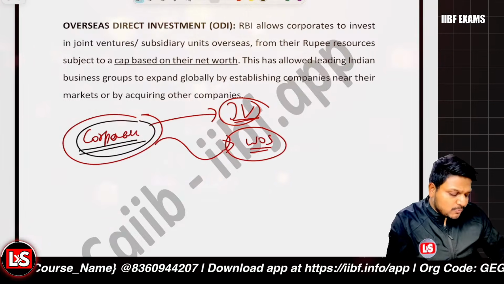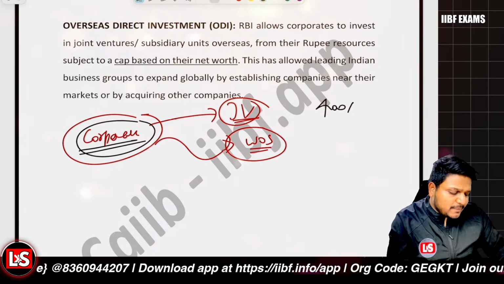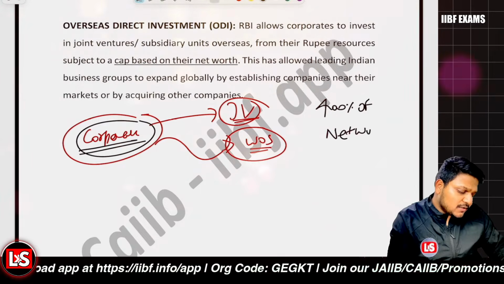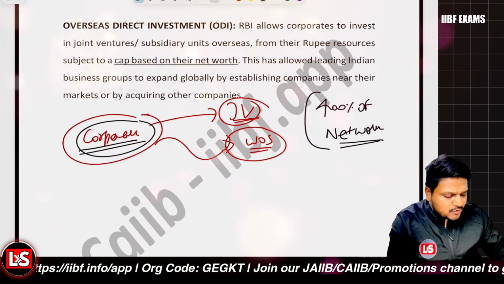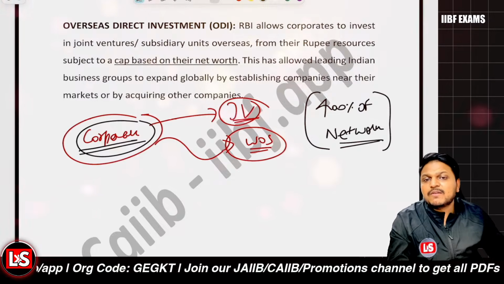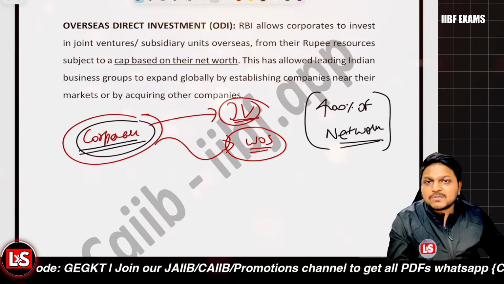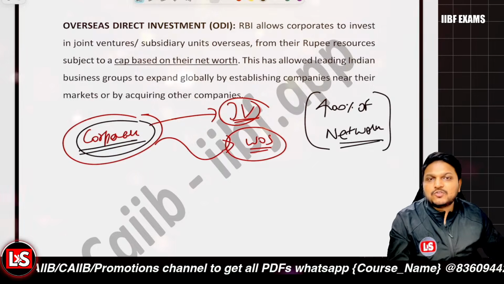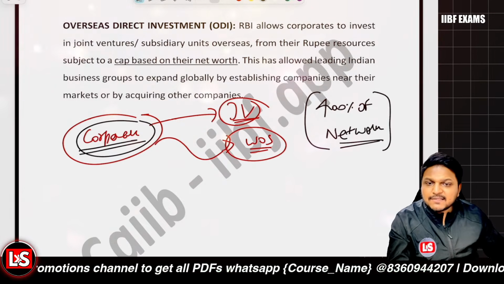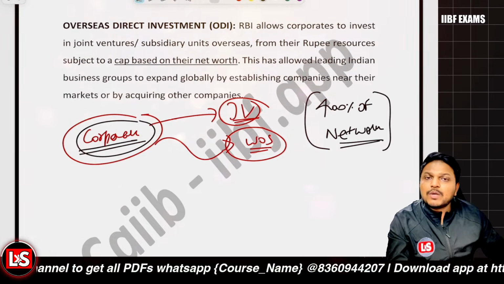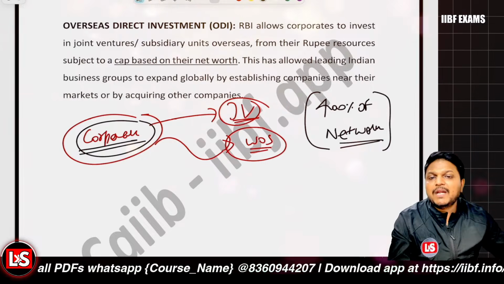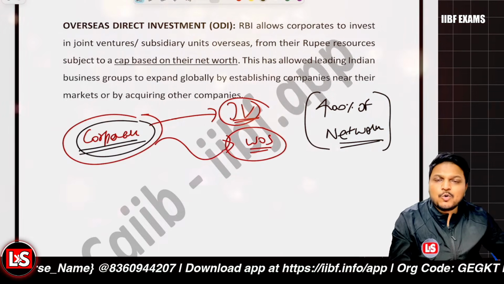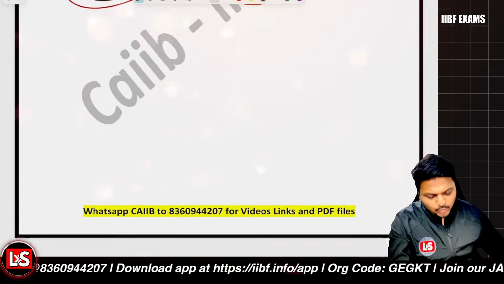It's basically investment up to 400% of the net worth. Whatever your net worth is, 400% of it through the automatic route is allowed to be invested outside India. What is the purpose? Why is it there? Because we want global expansion. It's basically a market access which is allowed. Sometimes you want to acquire technology from outside India. So that's why it's allowed. Clear with it? That's about the ODI, and that's all about chapter number 2.